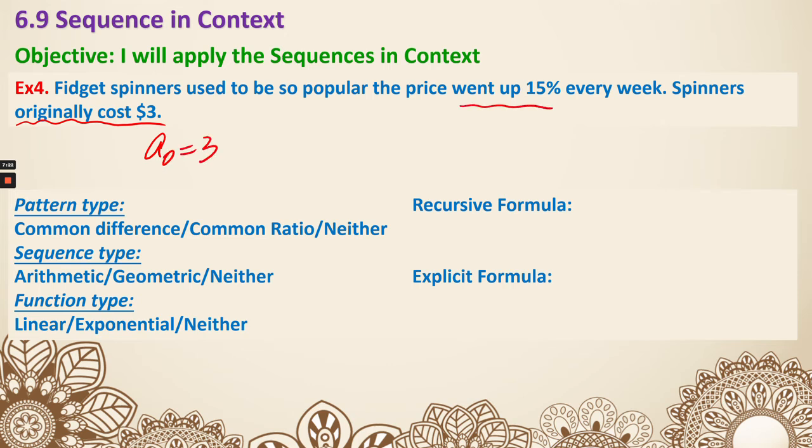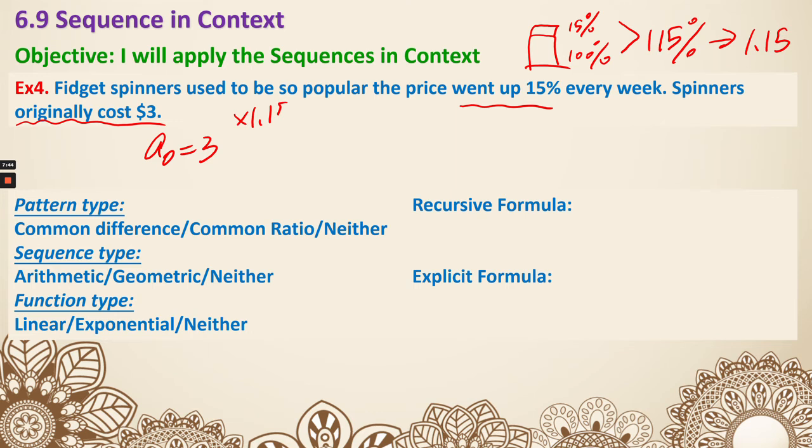Next, it went up 15%. Let's say this is the original price, which is 100%. And you add onto an extra part, which is the 15%. So in total, you would actually have 115%, which can be changed into decimal as 1.15. So the new price is 1.15 of the original price. We are multiplying 1.15 to get the next one, and that will give us a sub 1 as 3.45. And then we're going to multiply by another 1.15, and that is going to give us a sub 2 as 3.97. And you can keep on finding more.